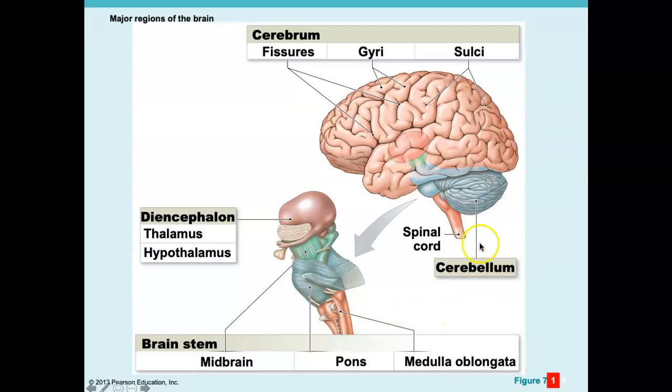So here's a picture of the brain. We're looking at it from the left side. This is the anterior of the brain. In the posterior portion is the cerebellum, or little brain. Here's the spinal cord coming up into the brain.